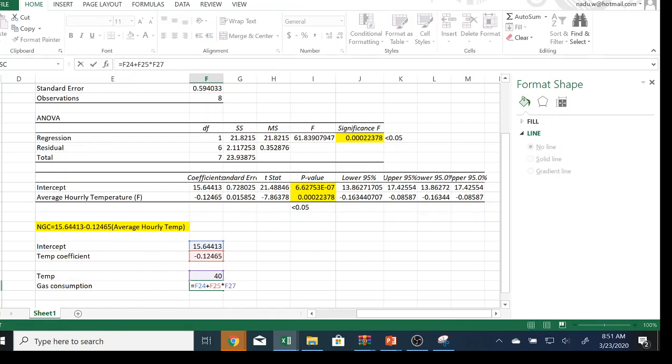So I hope it's clear to you. Likewise you can predict the value. When the temperature is, we'll assume, 50, likewise, see. So that's it.